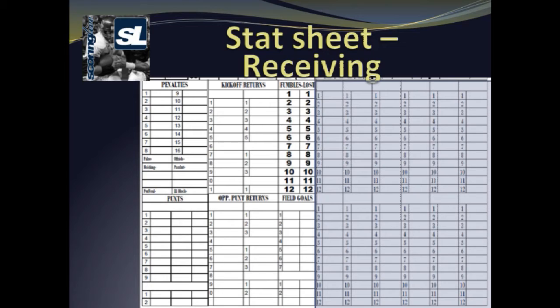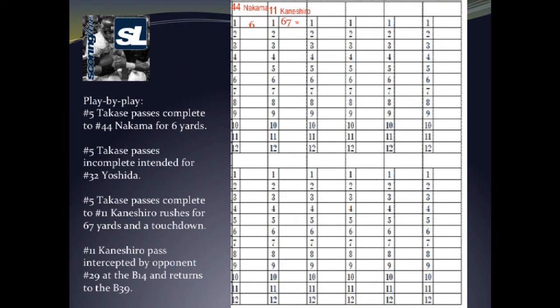If you see 2 for 4 for the quarterback, you should always have two receptions. So you always need to double check that the number of completions the quarterback or quarterbacks have equals the total number of receptions here in the receiving area. Okay, double checking.